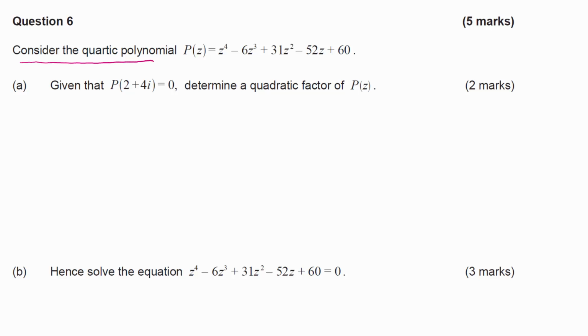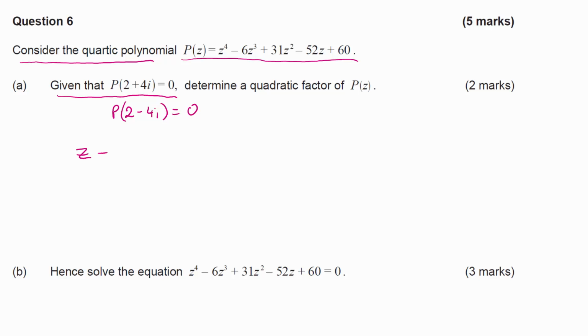Consider the quartic polynomial given here. We're given that p of 2 plus 4i equals 0. Determine a quadratic factor of p of z. Well, we know that p of 2 minus 4i will also be equal to 0.